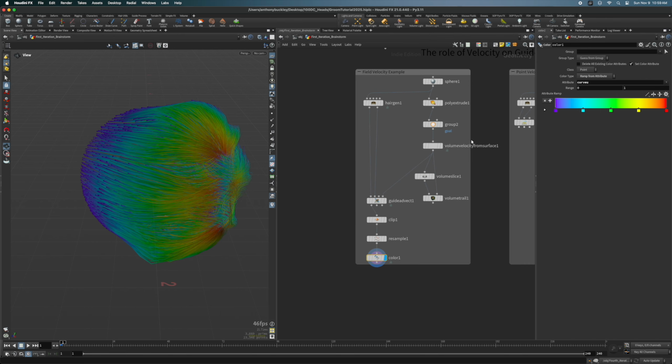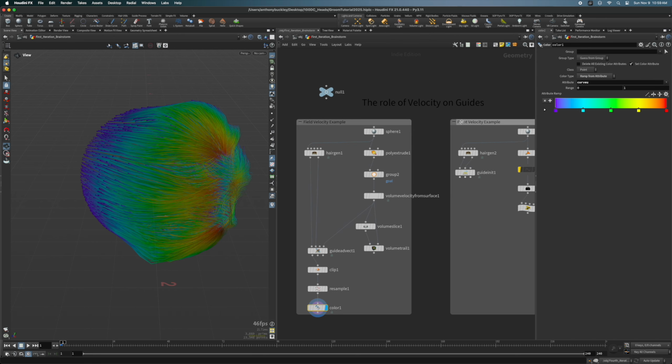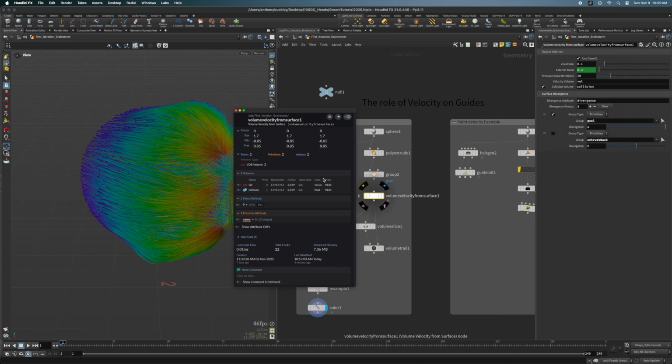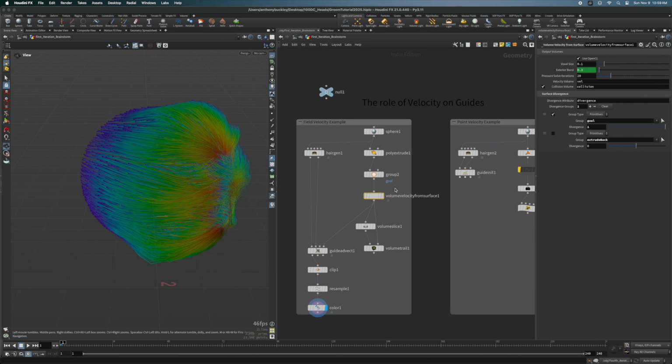I hope that the discussion of point velocity, which is not actually an attribute that comes into guide initialize, but is very similar with its vector in the wind direction, and the field velocity example, which in fact is an attribute that is generated here, as you can see by vel. I hope that the conversation of these two attributes is helpful in understanding the direction of hair groom in our first iteration. Thank you for watching.